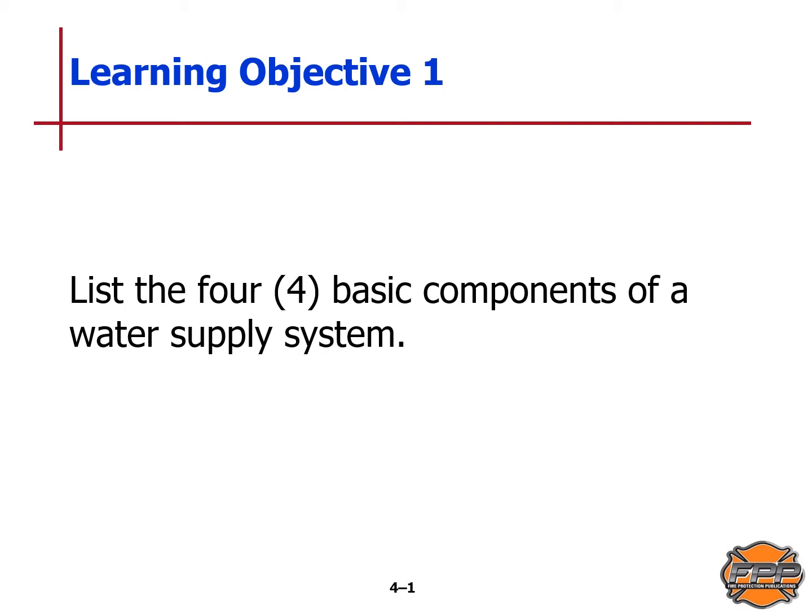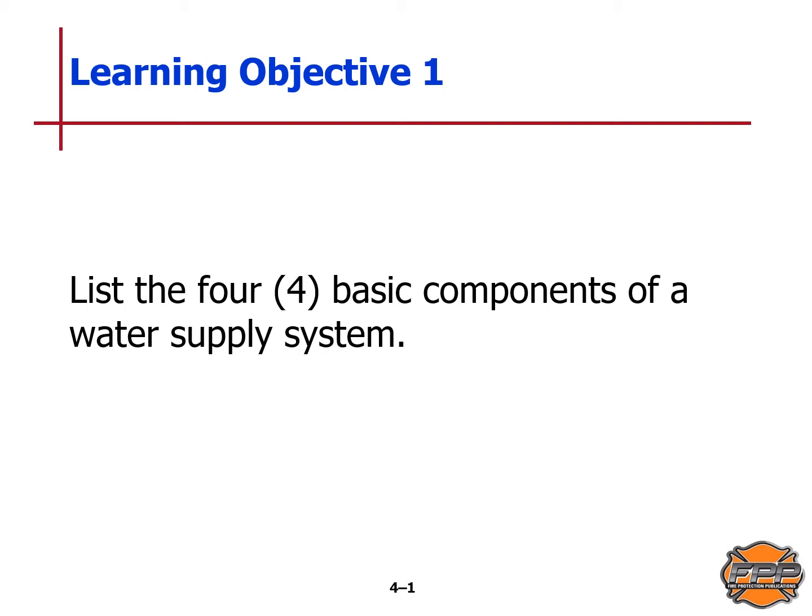We will be able to list the four basic components of a water supply system. We will list the three rates of consumption that must be considered when determining the capacity of a water system. Explain the two basic categories of water supply sources. Describe the two basic processes that are used to improve the quality of water. Describe the three basic mechanisms for moving water through a water supply system.